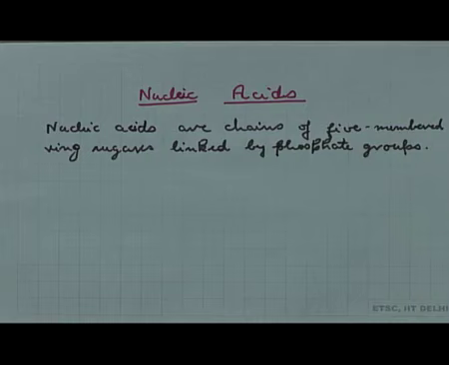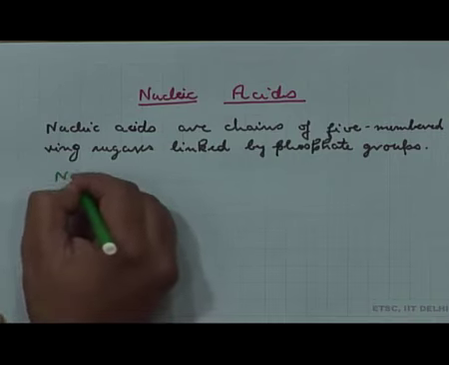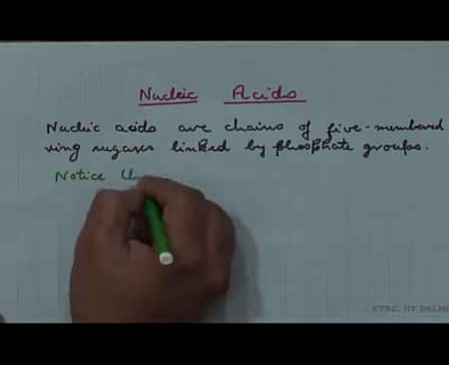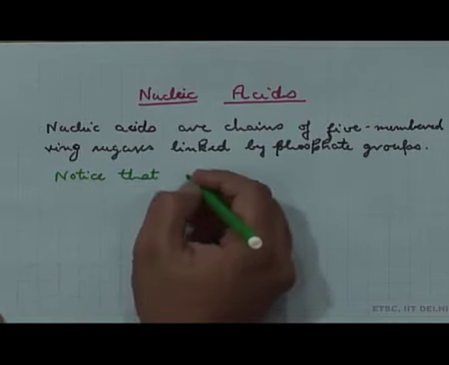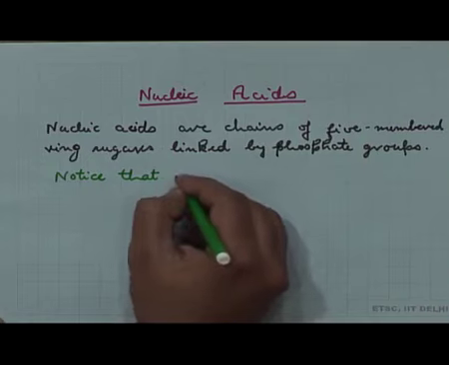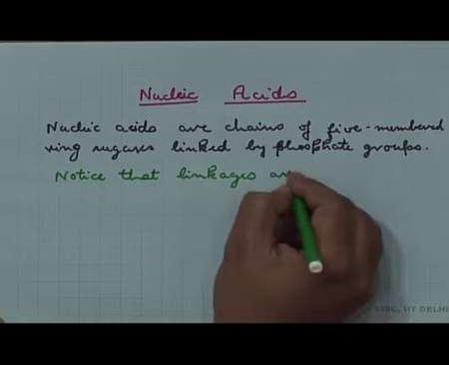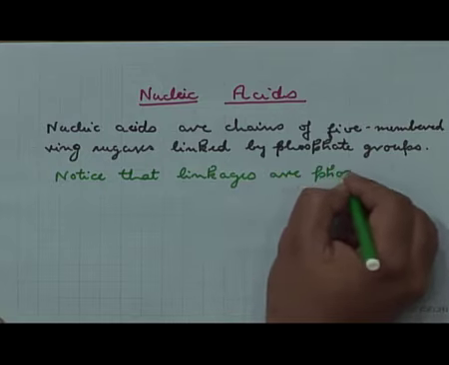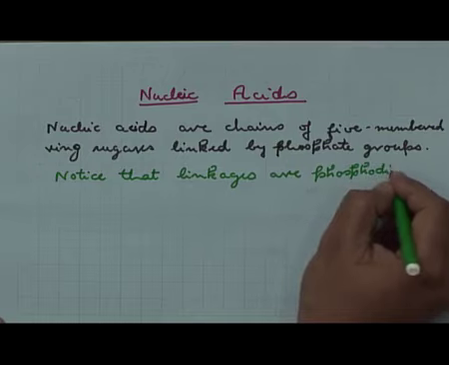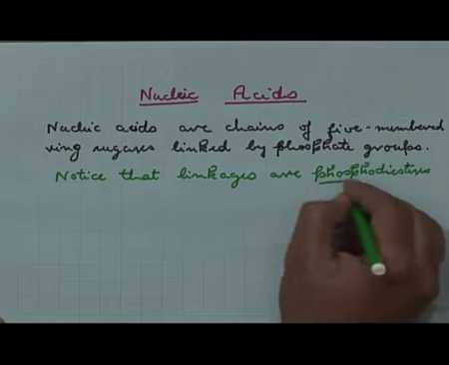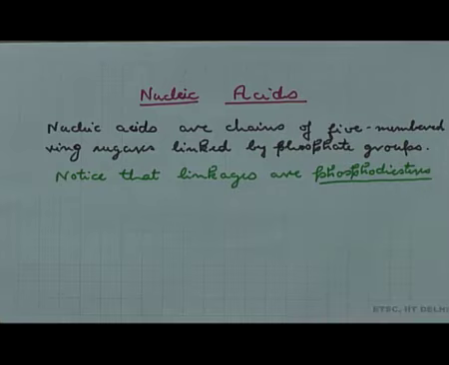Notice that in the nucleic acid, the linkages are phosphodiesters. In RNA, the 5-membered ring sugar is, what is the difference?